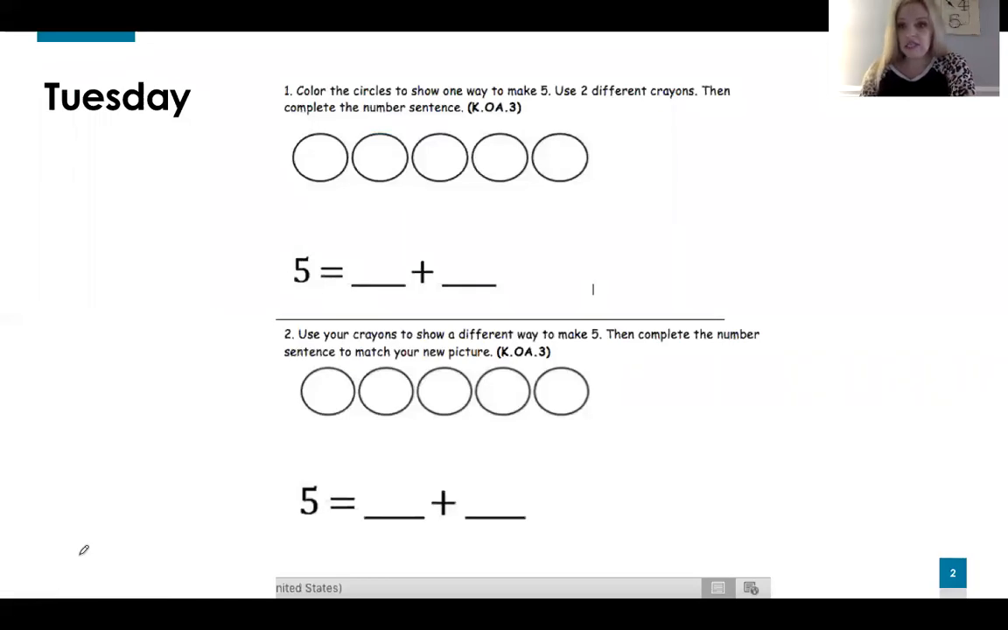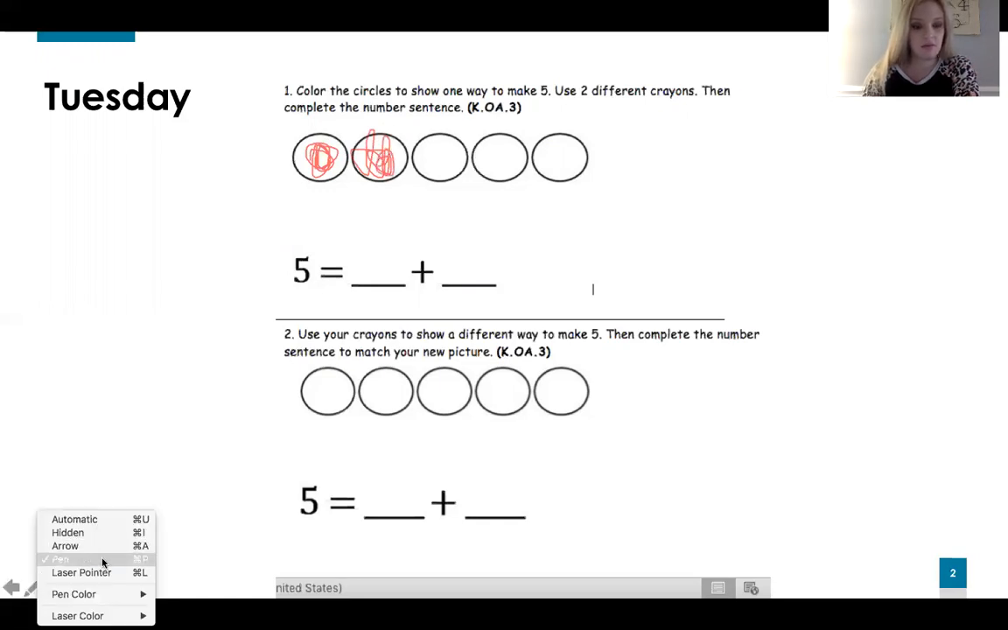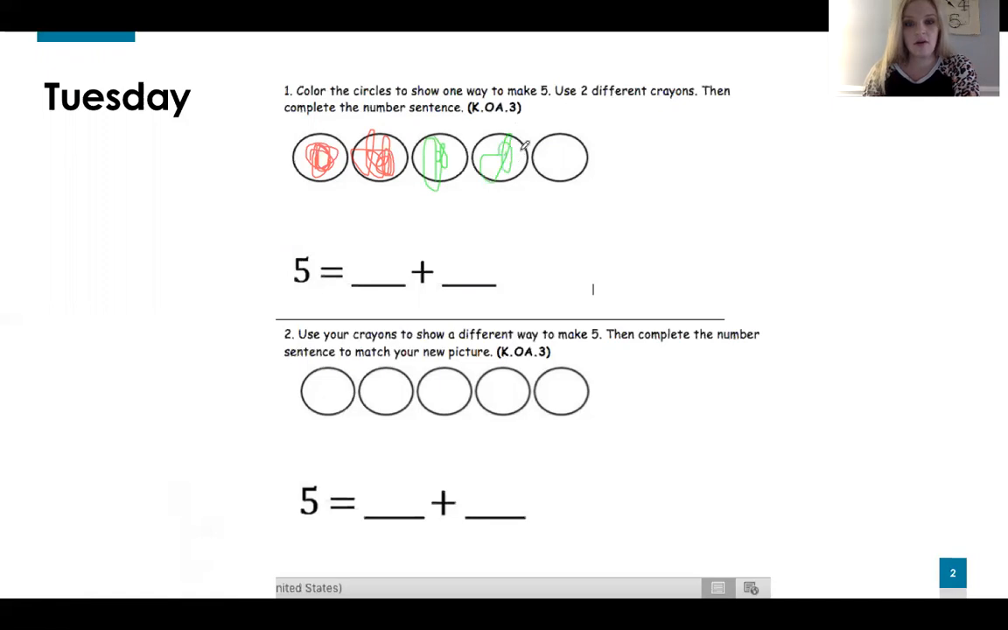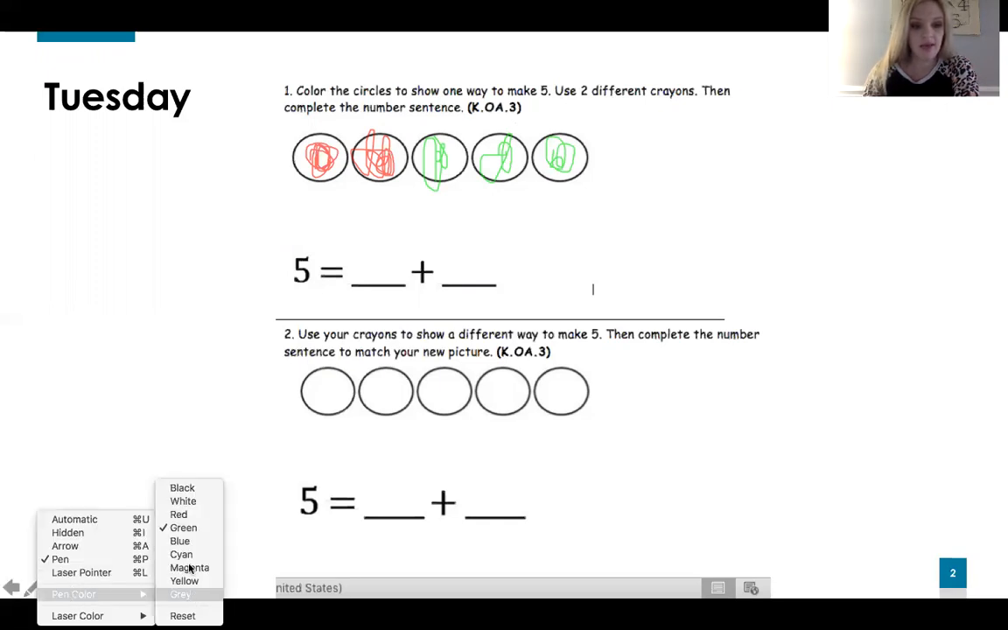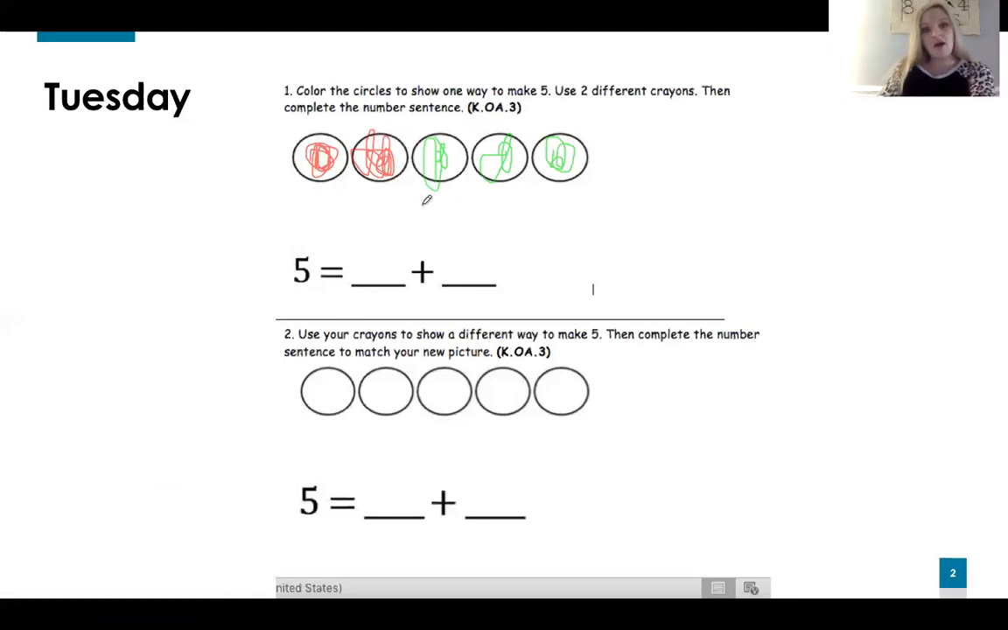So I could just decide, like, how many ways do I want to make 5? I could color in this one red and this one red. And then I could do green, green, and green. All right. So if I were to make my addition problem now, I would say I have 2 reds and 3 greens. So I know that 2 plus 3 equals 5, right?